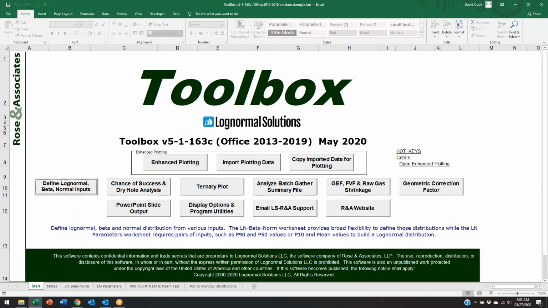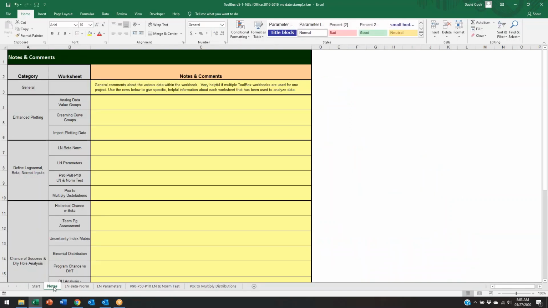Let's review first the define log normal, beta, and normal inputs. When you select that particular input, there are 4 worksheets that are associated with that. As I showed you last week, there is this new notes worksheet, which allows you to go in and put down some commentary with regards to the analyses that you're doing. So this notes worksheet is always available, just as the start is.